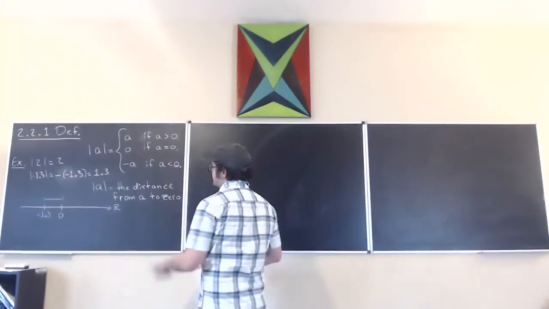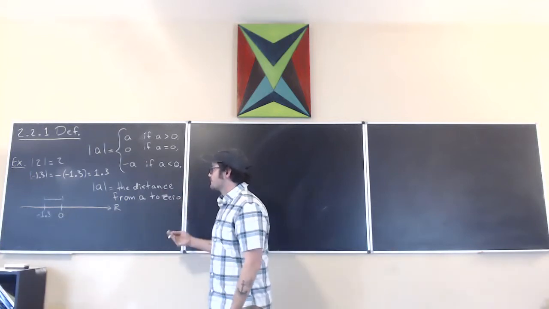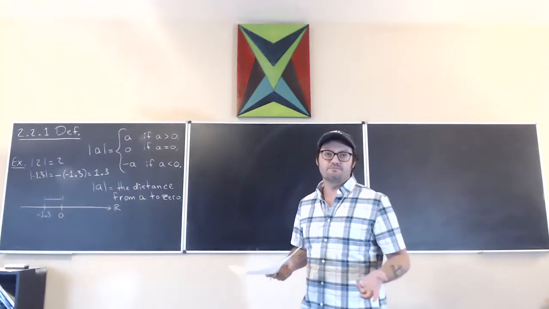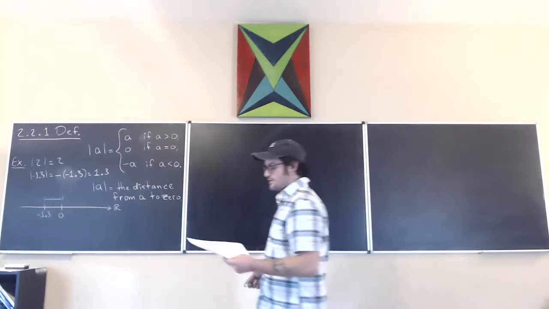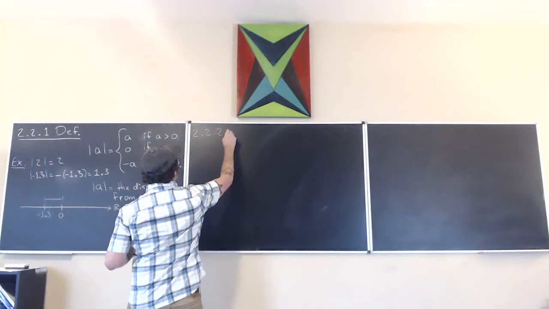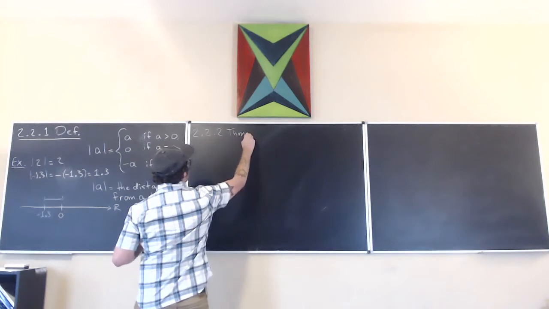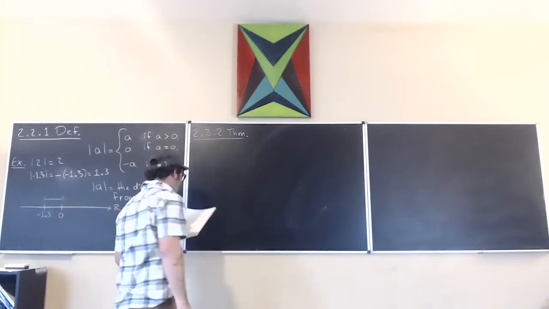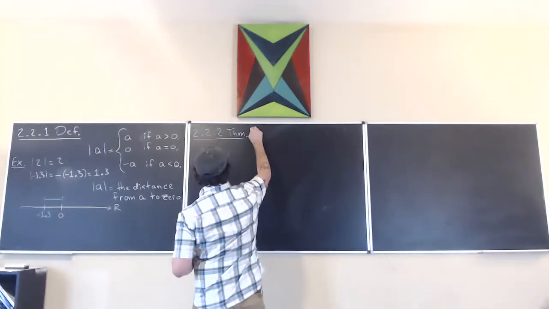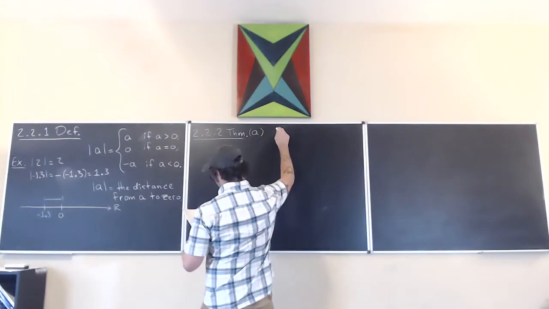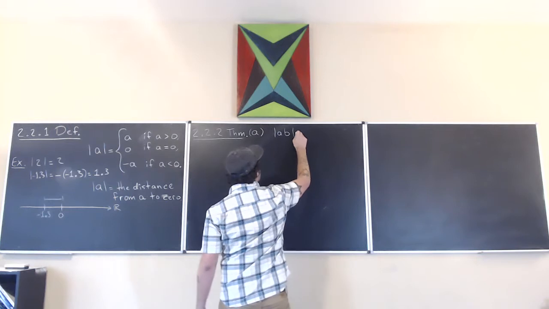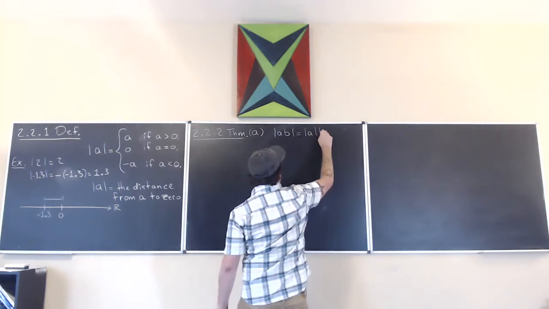All right, so now that we have this definition, we have the geometric interpretation of it, we know how it works, we need to prove, or at least state, properties of this definition in the form of a theorem. So this is Theorem 2.2.2. This is a 4-part theorem, and it says that for part A, we have that the absolute value of A times B is equal to the absolute value of A times the absolute value of B.